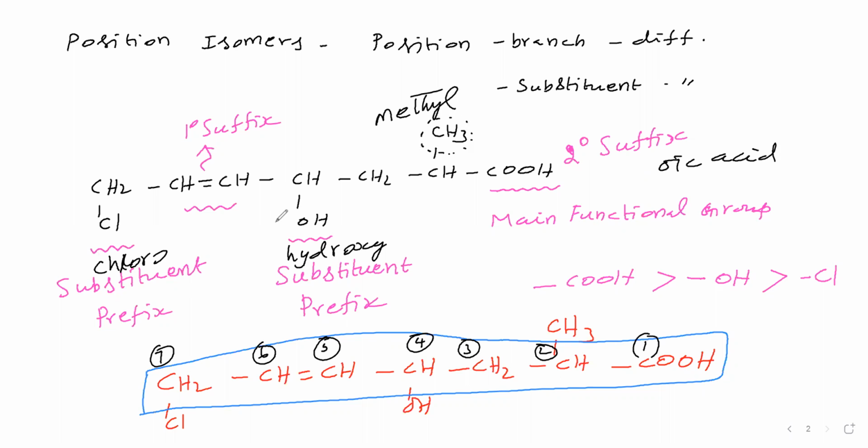Three prefixes are there. How to order them? Based on alphabetical order. Alphabetical order in the sense, take the first letters and arrange them in alphabetical order. Here the first letter is C, then H, then M. So which comes first? Chloro, next hydroxy, next methyl. So first we write chloro, next hydroxy, next methyl. Methyl we have written.